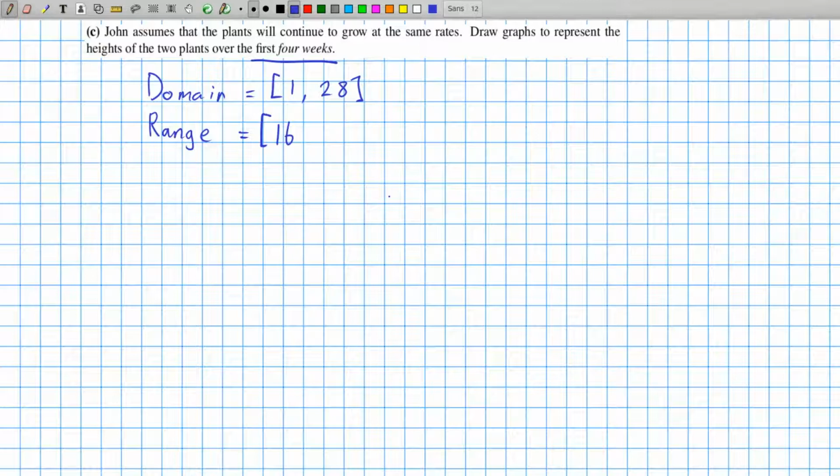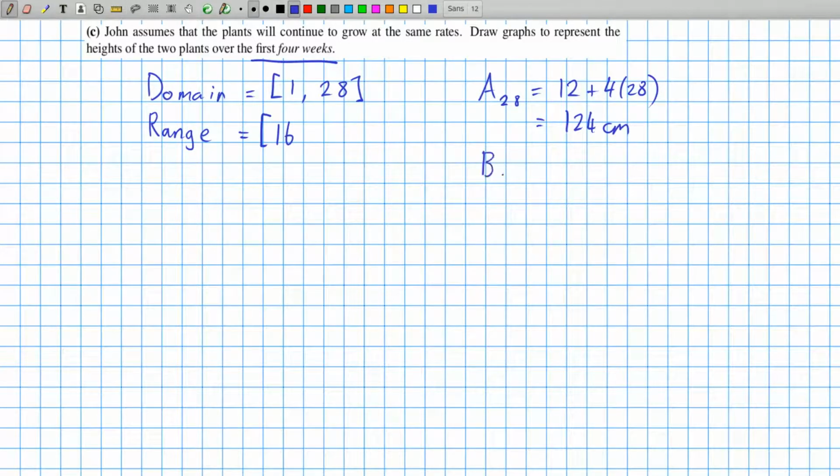What about the highest value? Well, what's the maximum height that either of these plants are going to reach within 4 weeks? Well, let's just take a quick second to actually calculate that. So A28, that is the height of plant A after 28 days. It's 12 plus 4 times 28, and that's going to be 124.